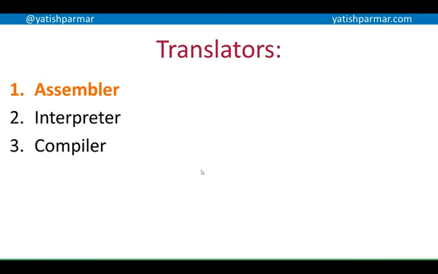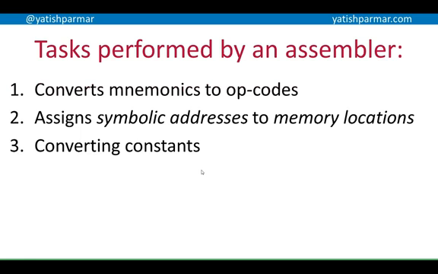Alright, so the first type of translator here is an assembler. The tasks performed by an assembler are that it converts mnemonics into opcodes. So you'll add, store, load, whatever it is, into a binary opcode. It takes a symbolic address, e.g. num1, num2, x, y, the identifiers you've given to your data, your variables. It takes those symbolic addresses and converts them into memory locations. And finally it takes your constants and converts them into a binary form.